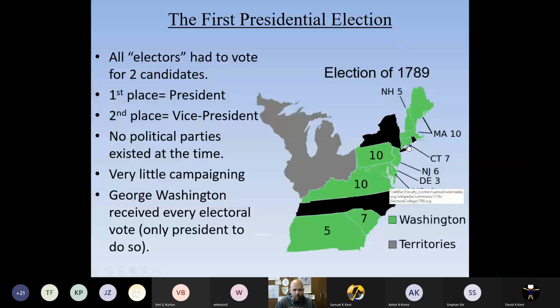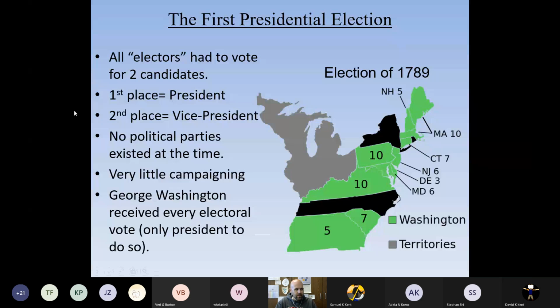Now, North Carolina and Rhode Island at this time had yet to ratify the Constitution, so they were ineligible to vote in this first election. They will get that fixed, obviously, by the next election in 1792, but only 10 of the 13 states had electoral votes cast in this election. So it's kind of a unique one in that process.